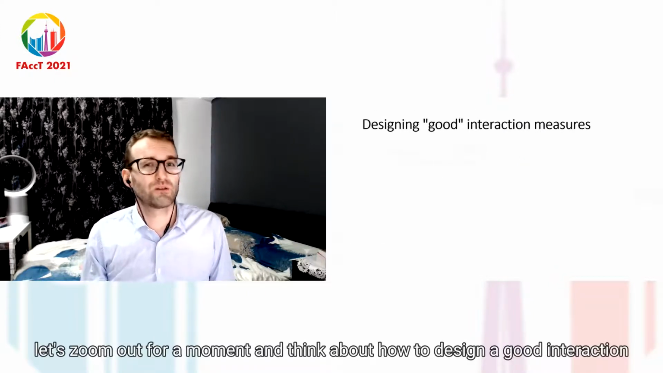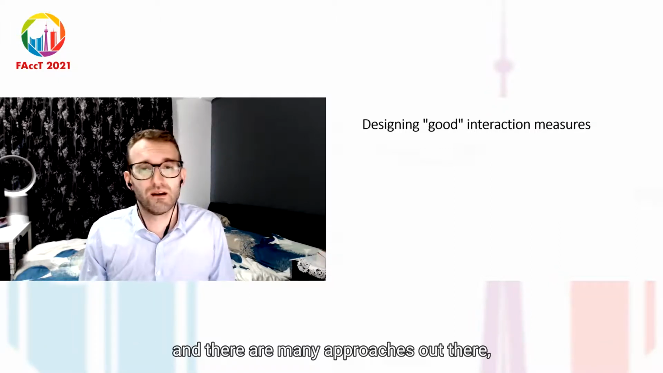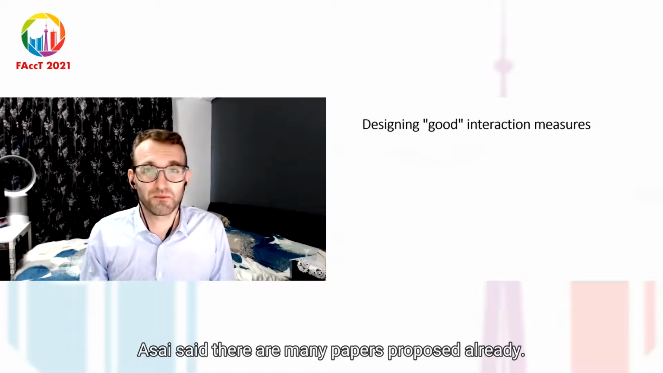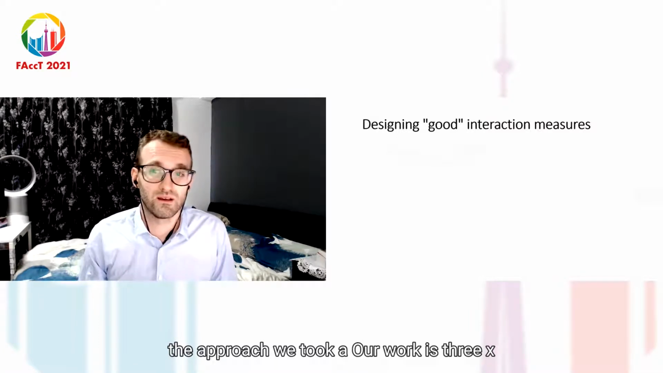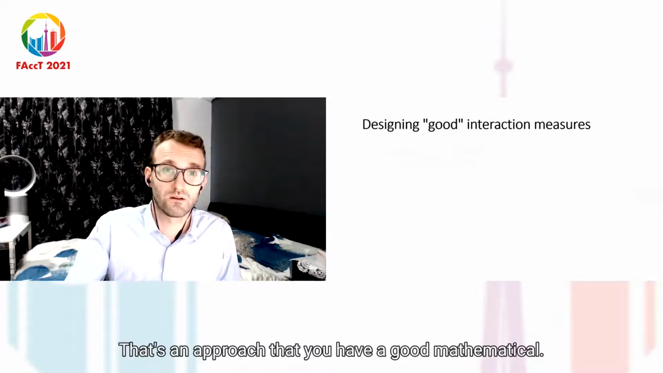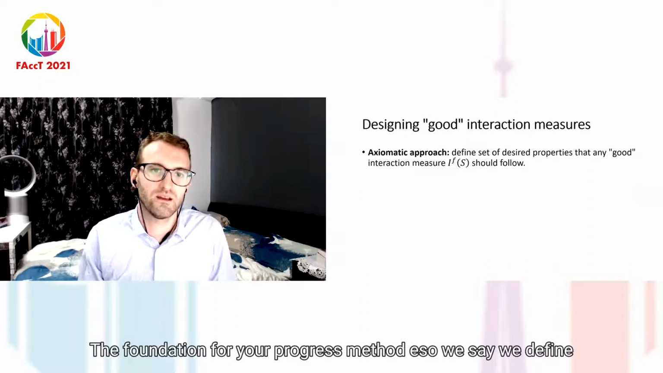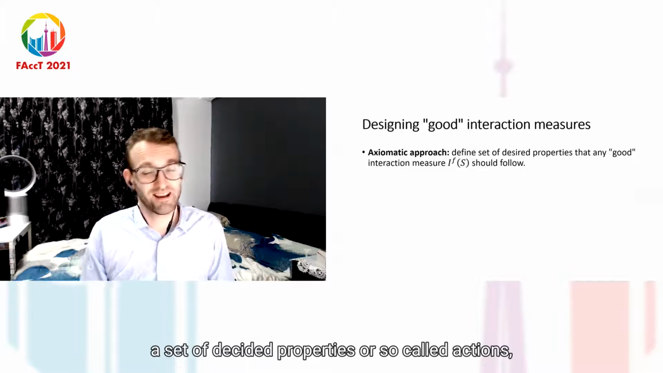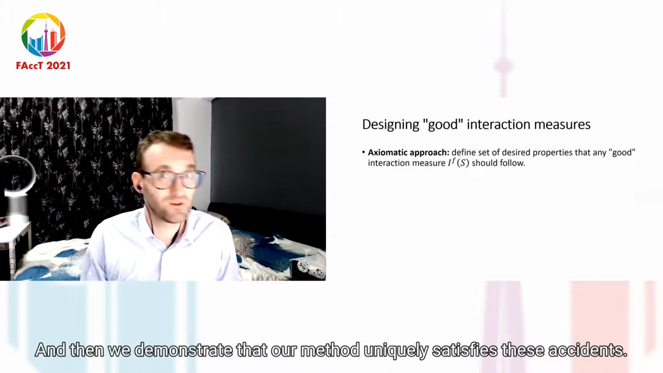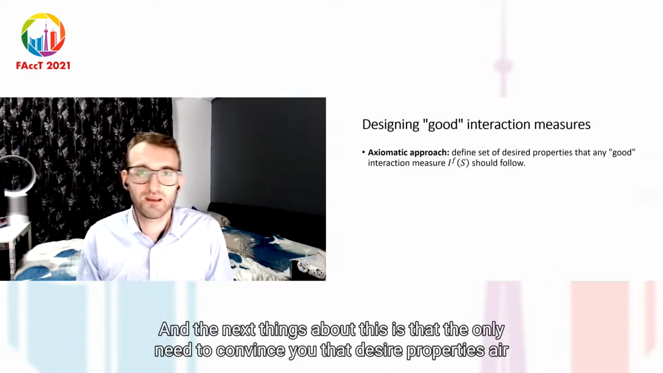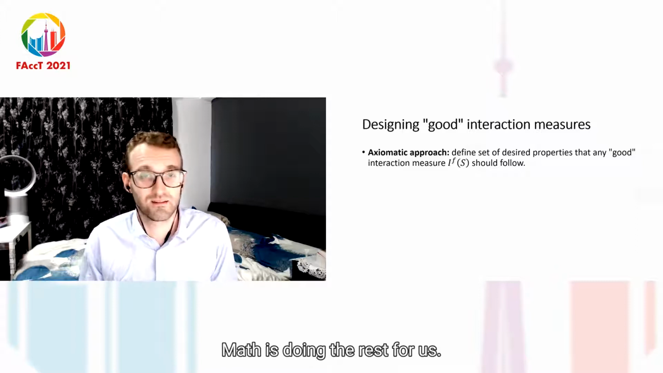Okay, let's zoom out for a moment and think about how to design a good interaction measure. There are many approaches out there. As I said, many papers have already been proposed. The approach we took in our work is the axiomatic approach. That's an approach where you have a good mathematical foundation for your proposed method. So we define a set of desired properties, also called axioms, that any good interaction measure should satisfy, and then we demonstrate that our method uniquely satisfies these axioms. The nice thing about this is that we only need to convince you that the desired properties are good, and then math is doing the rest for us.